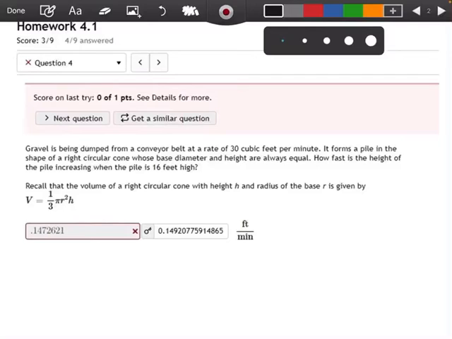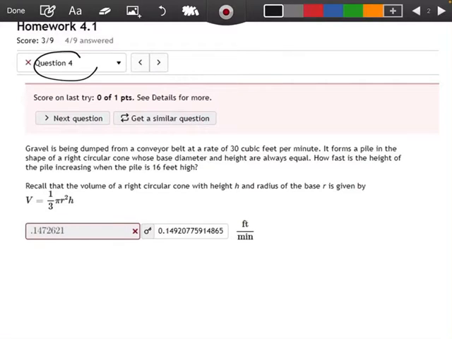So this is a question from homework 4.1. This looks like it's question number 4. Let's see, here we go, question number 4. So we're trying to see if we can figure out how to do this problem. It says gravel is being dumped on a conveyor belt at a rate of 30 cubic feet per minute.